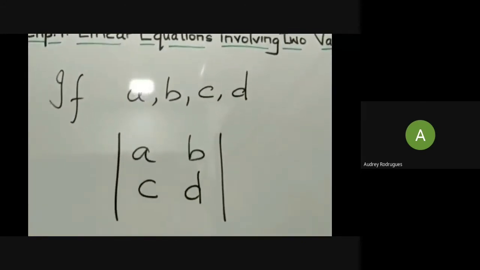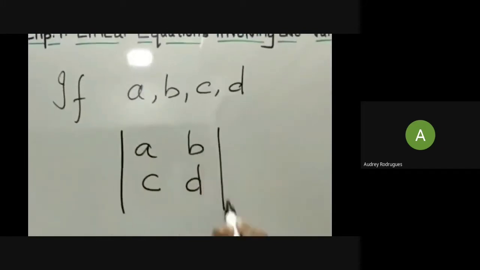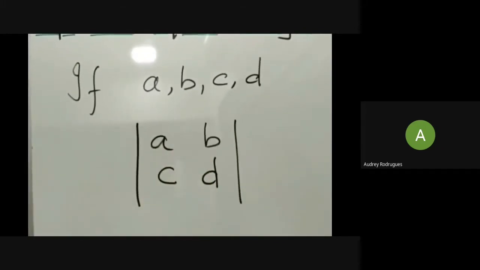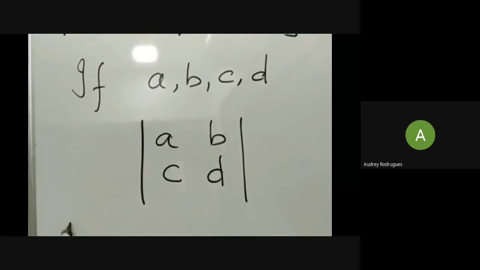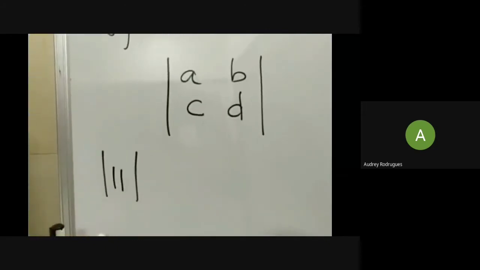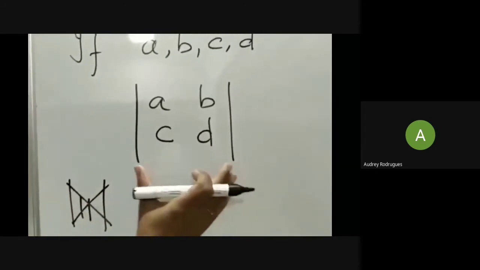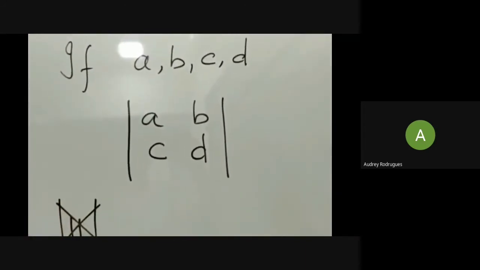Students, don't get confused with these two lines, because in class 9 you studied that when you write a number between two such lines, you call it the absolute value. So do not get confused with this. This is a totally different concept called a determinant.